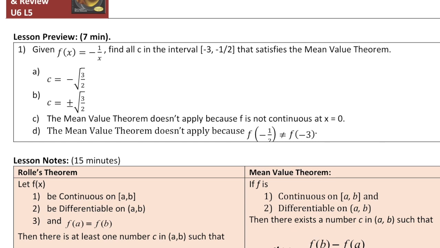For today's lesson preview, you were asked to think about the mean value theorem. Big idea: the slope of your secant line is equal to the slope of the tangent line at least once if your function is continuous and differentiable over your closed interval. Now, did you notice that this interval only went from -3 to -1/2? So that should eliminate at least one of your possible answers.